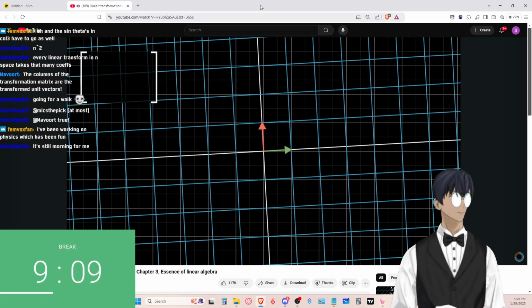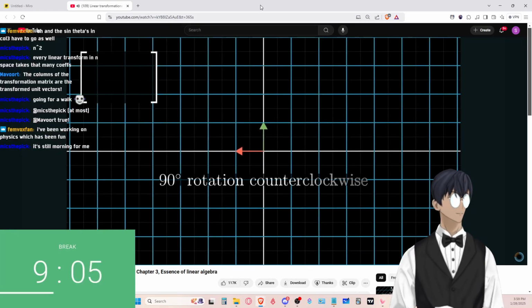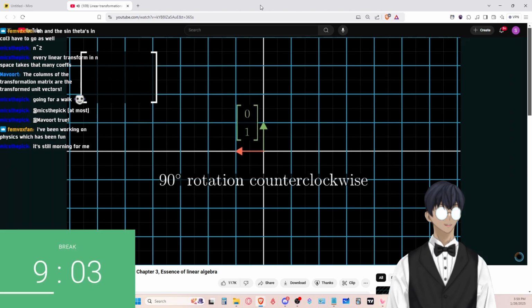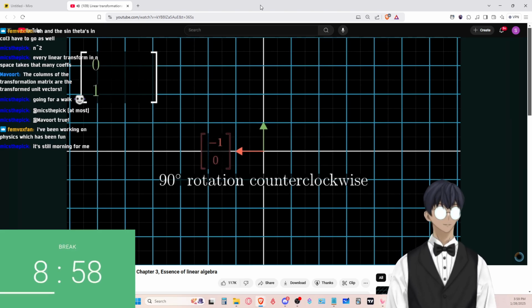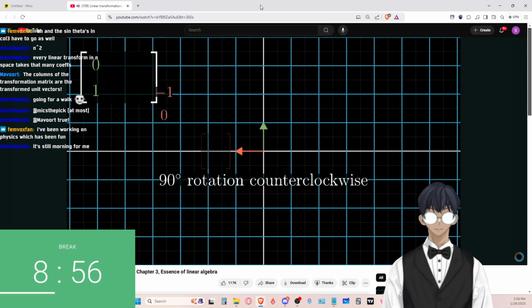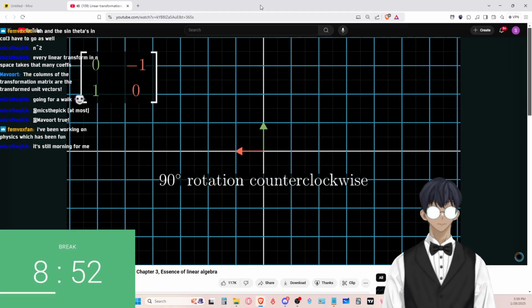For example, if we rotate all of space 90 degrees counterclockwise, then i hat lands on the coordinates 0, 1, and j hat lands on the coordinates negative 1, 0. So the matrix we end up with has columns 0, 1, negative 1, 0.